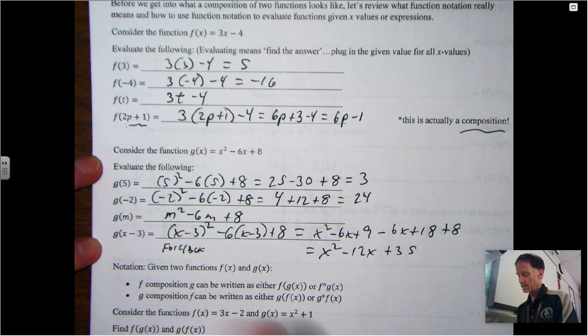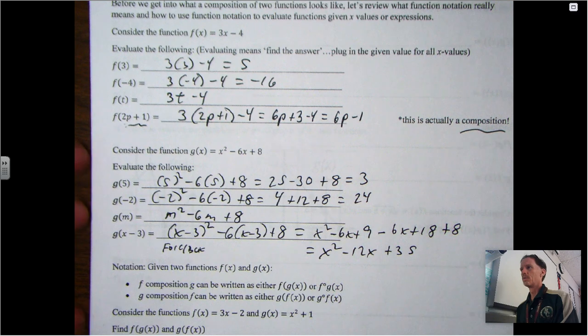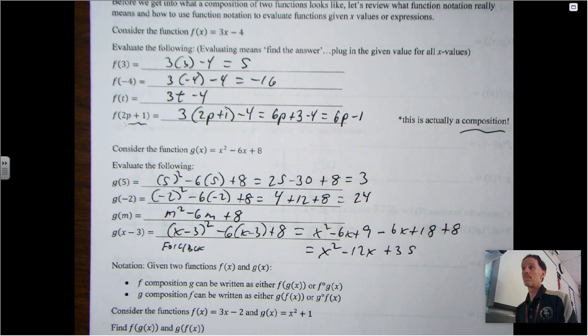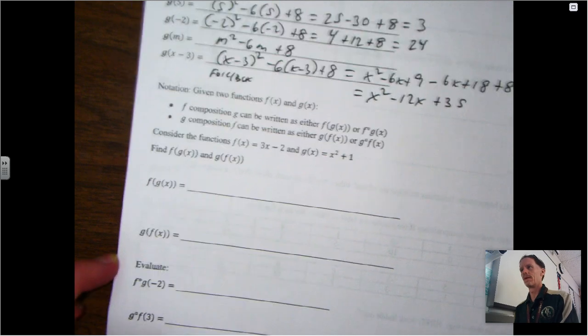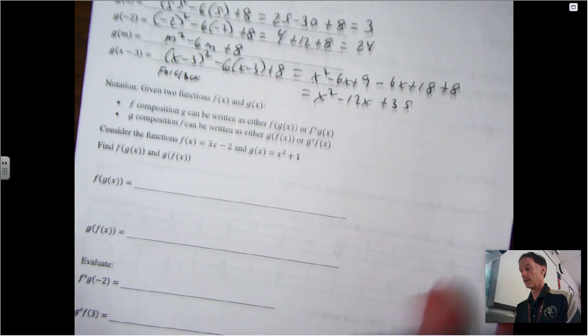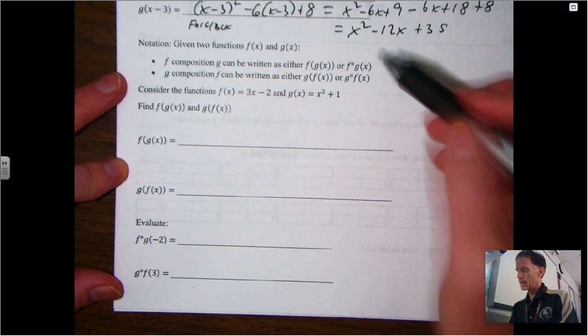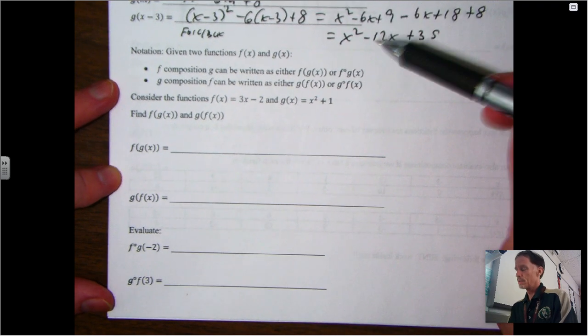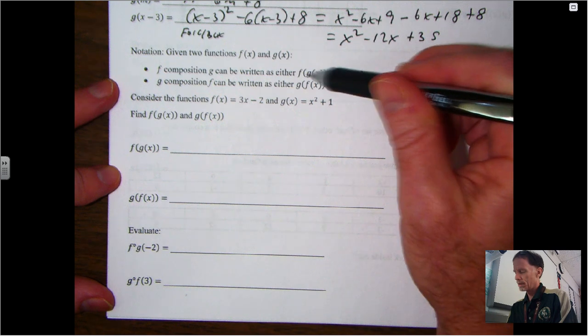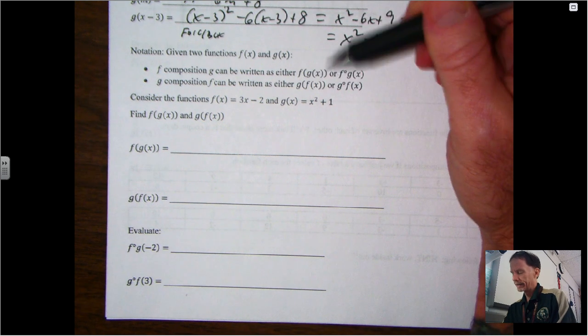Okay, and again, that last one is really a composition. So let's talk about what the actual definition of a composition is. We've seen a couple, but let's see what your problems are going to look like, in real life, as it were. So here's your definition and your notation. Notice the notation throws some folks off sometimes, but don't let it hang you up.